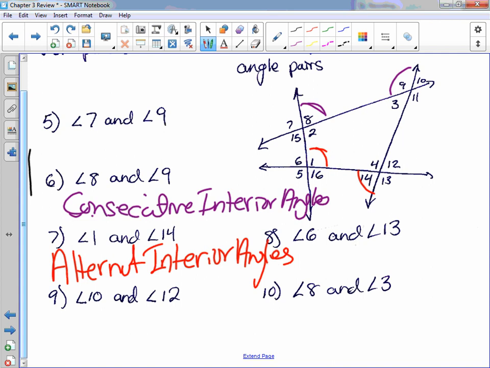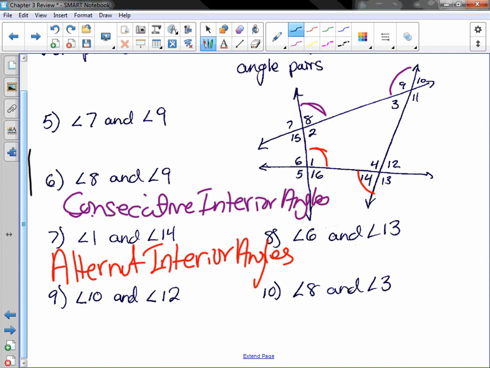Problem number 9, 10 and 12. 10 and 12 would be corresponding angles. 6 and 13 would be alternate exterior angles, and 8 and 3 would be alternate interior. So we're just naming what are they? How do they relate to each other? Are they alternate interior, alternate exterior, corresponding, or consecutive interior angles?